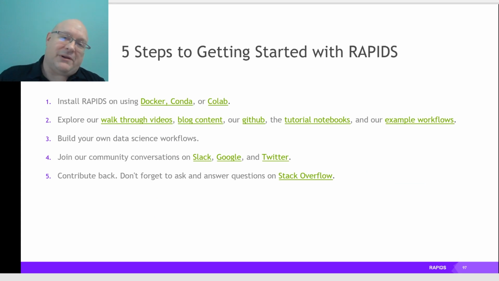So by now you might want to know how to get started with this. There's several ways. You can use Docker containers, you can do Conda source downloads, you can use Google Colab. We've got a lot of walkthrough videos, blog content, we've got a GitHub open for everyone to look at. You can grab the latest nightly builds from GitHub, lots of tutorial notebooks for examples of how to use the code, and example workflows for end-to-end data analytics, starting from a raw CSV file, going all the way to a trained model and visualizing the results of that model.